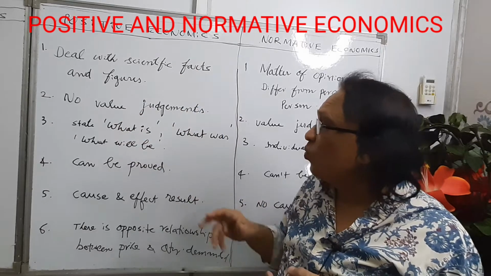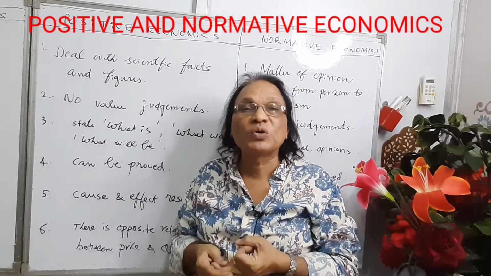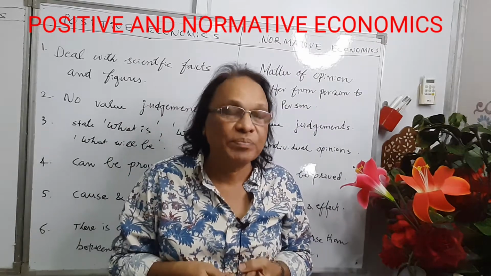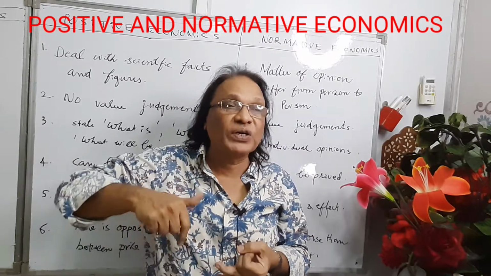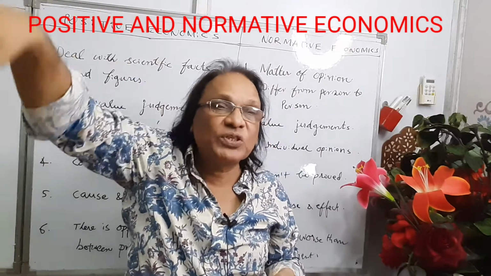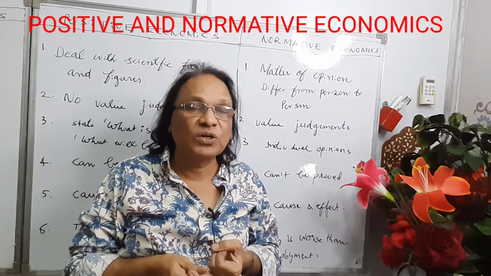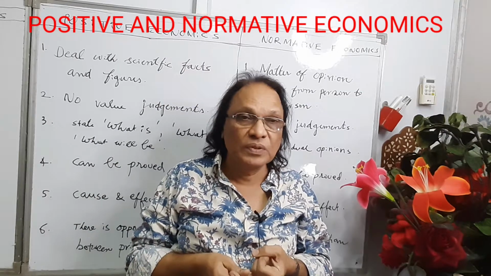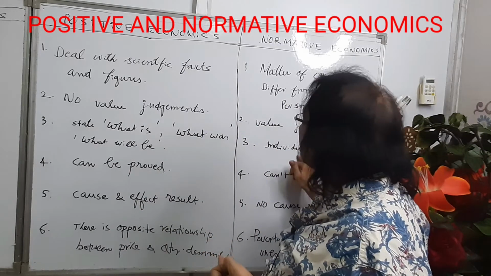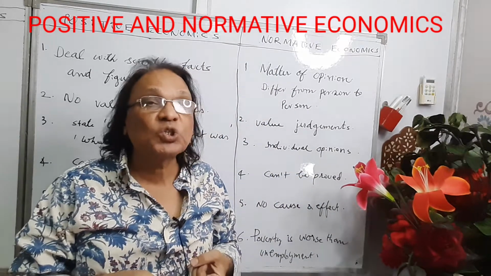Positive economics states what is, what was, what will be. What exactly: what is, what was, what will be. In positive economics, if the price of the commodity right now comes down, the demand for the commodity will go up. That is what is. What was: even earlier also, the price was going up, the demand was coming down. And it will be there in future. That means it will never change. It's a kind of universal fact. Normative economics states what ought to be. What ought to be, not individual opinion here. What ought to be means it should have been like this.